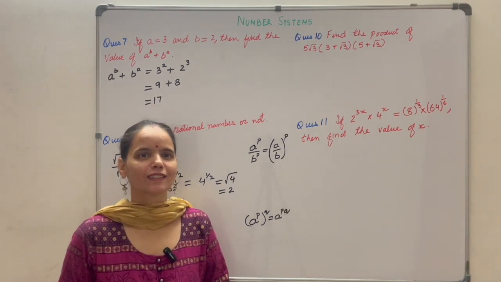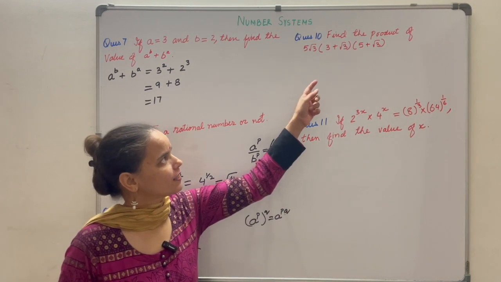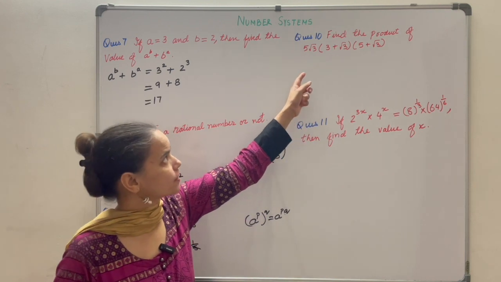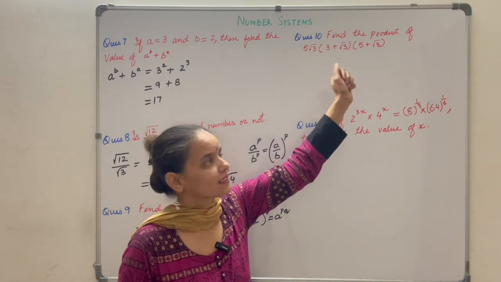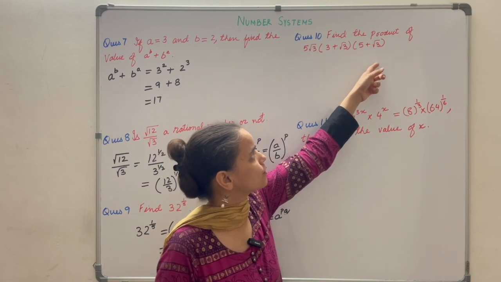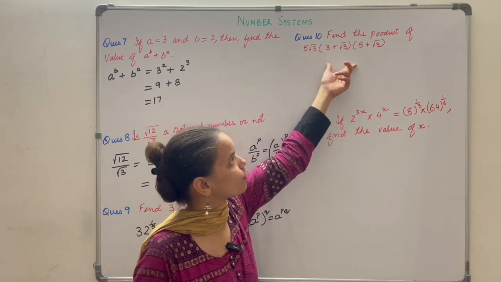So now let us solve the 10th question. Find the product of 5 root 3. Inside the first bracket you have 3 plus root 3. Inside the second bracket you have 5 plus root 3. So you have to find the product of this.